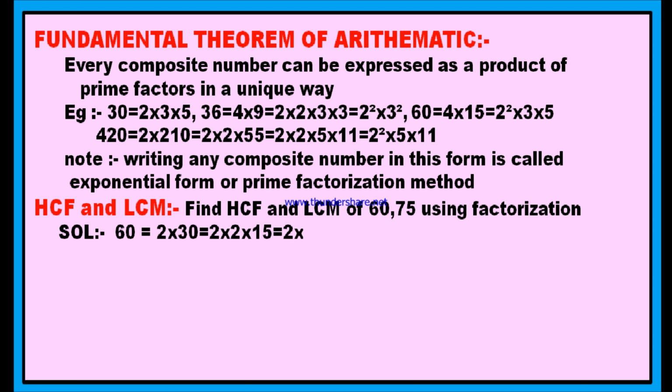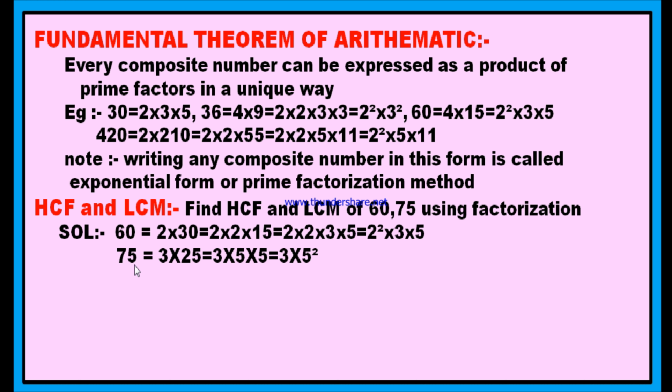Here is the solution. First of all, write 60 as the product of prime factors. 60 is nothing but 2 into 30. Again 2 into 2 into 15. Again 15 is 3 into 5. Therefore, 60 is 2 square into 3 into 5. And the second number is 75. 75 can be written as 3 into 25. This 25 can be written as 5 into 5. Therefore, finally 75 is equal to 3 into 5 square. Now we wrote 60 as 2 square into 3 into 5, and we wrote 75 as 3 into 5 square.